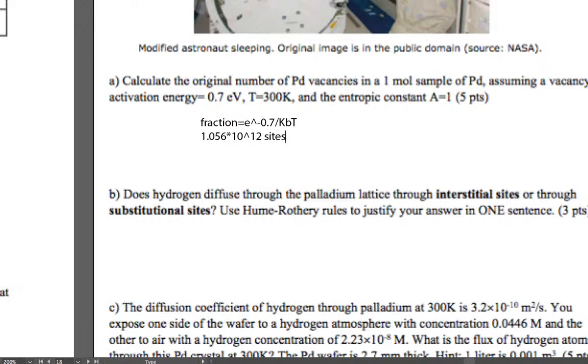So, does hydrogen diffuse through the palladium lattice through interstitial or through substitutional sites? Obviously, this will use interstitial, because when using substitutional, the size of the atoms must be pretty similar. But we know that palladium is much bigger than hydrogen. So that's why.